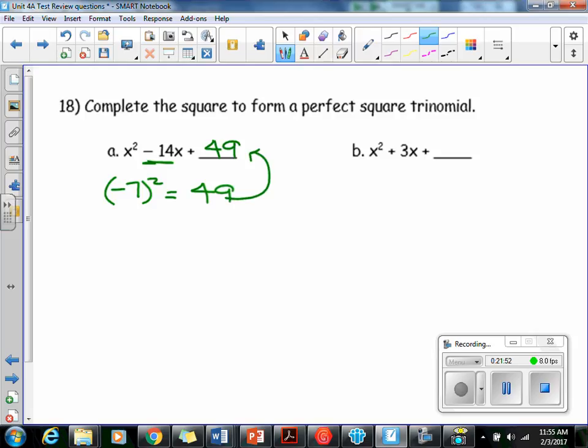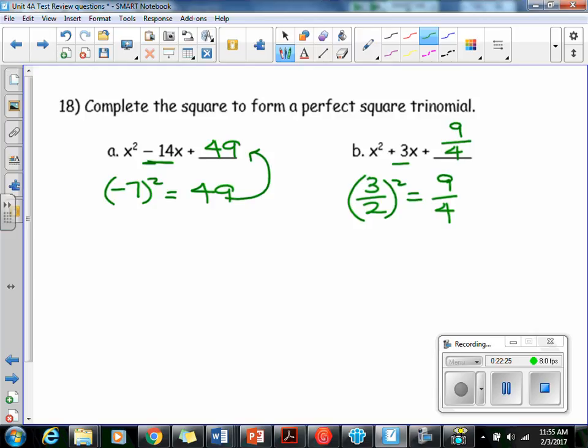Over here, for example B, x squared plus 3x plus blank. Again, take half of the middle. What is half of 3? Okay, how did I tell you I wanted you to do these, to make it easier? Make it a fraction, so it would be 3 over what? 3 over 2 for half. Okay, 3 over 2, and then square that. 3 over 2 squared is equal to what? So the 9 over 4 goes right here.